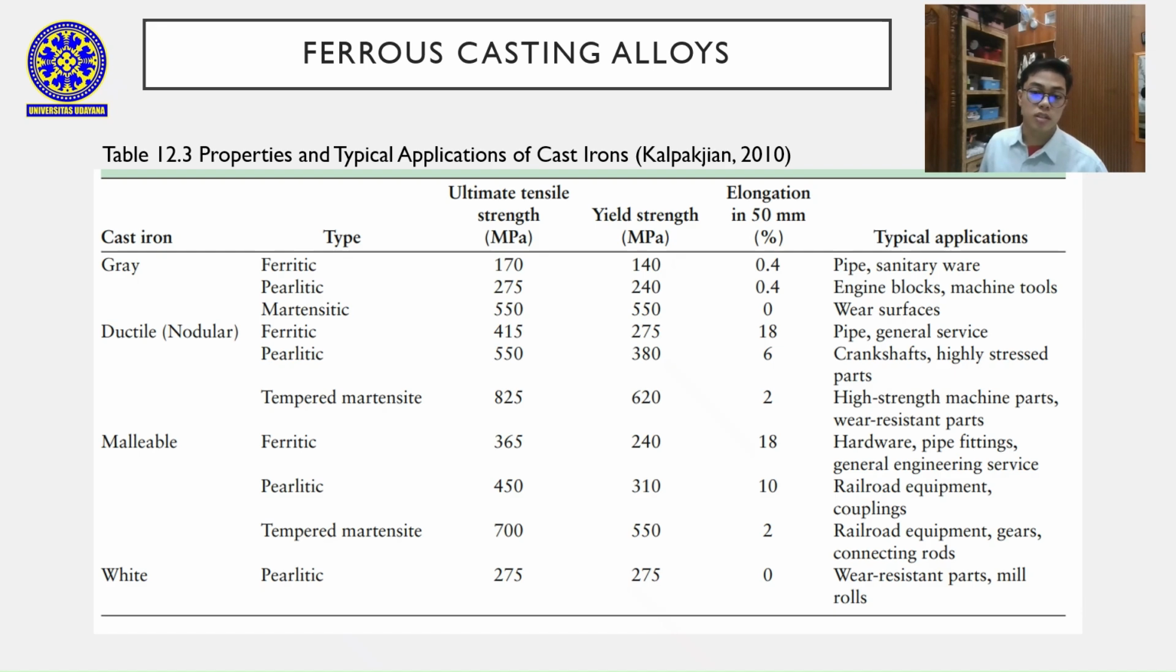This table summarizes the mechanical properties and common uses of different types of cast irons. Each type, gray, ductile, malleable, and white iron, has unique strength and applications from engine blocks to heavy-duty gears.